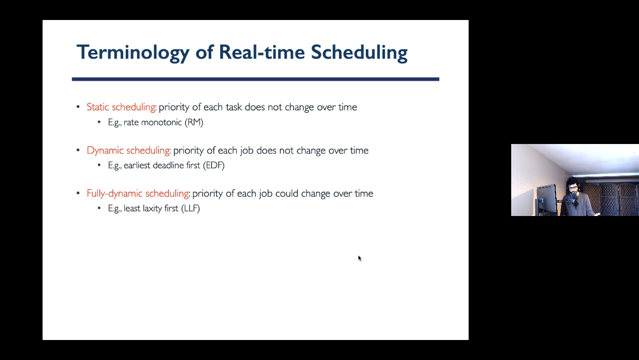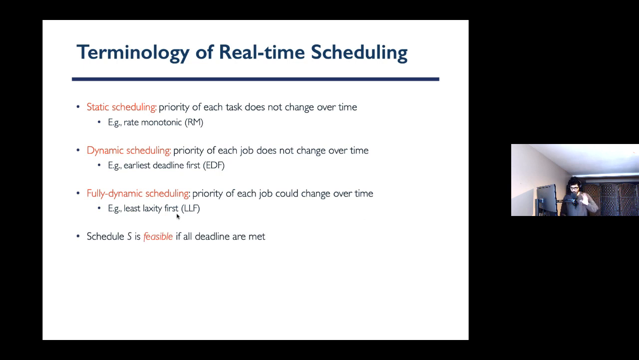And then finally, fully dynamic scheduling, again, the unit of assignment is basically jobs. However, your priority might change. Now, this hopefully becomes clear when I give you examples of these three scheduling policies. We're going to talk about them, but this is just high level.